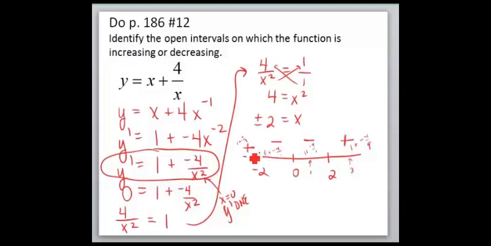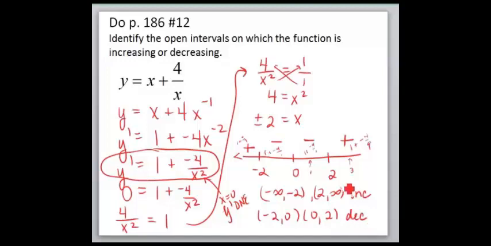So what I'm able to do is identify those open intervals on which it's increasing. It's increasing from negative infinity to negative 2, because negative infinity is over here, up to negative 2. And it's also increasing from 2 to infinity. So those are my increasing intervals. It's decreasing from negative 2 to 0 and from 0 to 2.